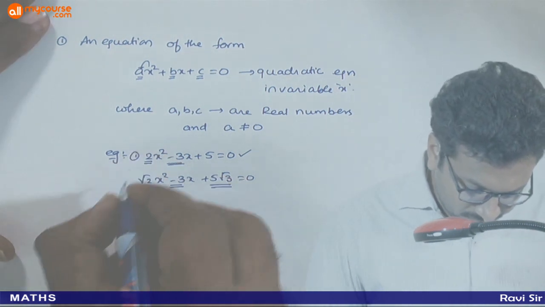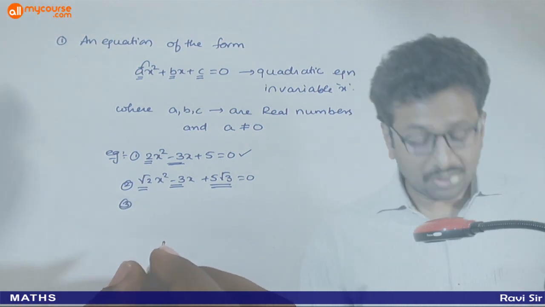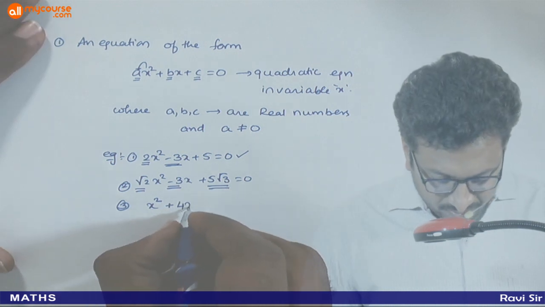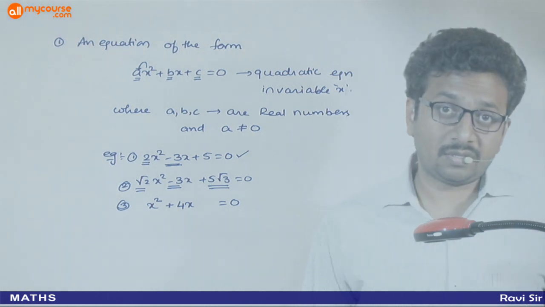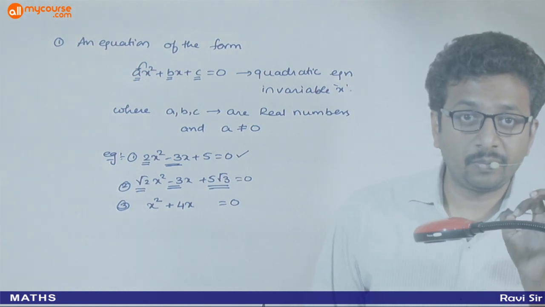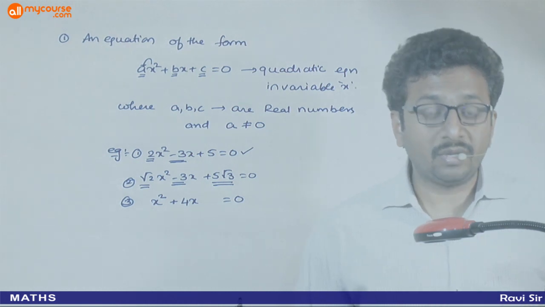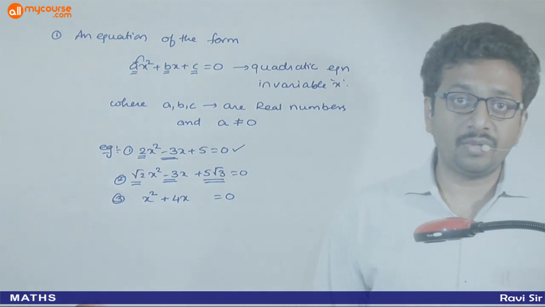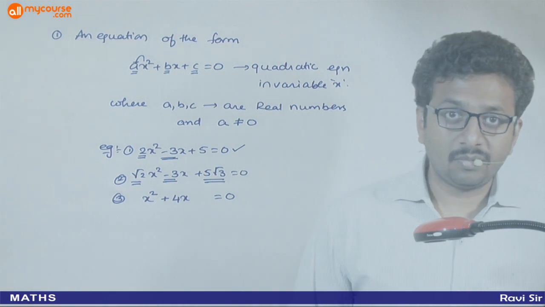Third, the coefficient of x square should not be 0. For example, you have x square plus 4x is equal to 0. So you can also have two terms. So you have x square plus 4x is equal to 0. What is the coefficient of x square? 1. What is the coefficient of x? 4. What is the constant term? If you don't have any constant term, that means the constant term is equal to 0. That's it. That means the constant term is equal to 0.